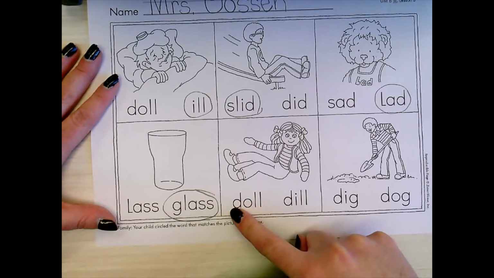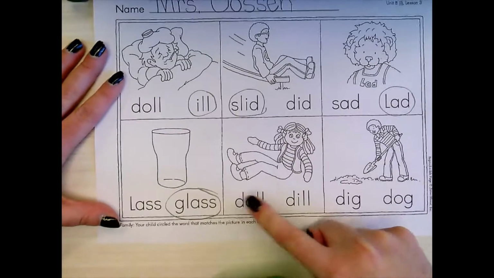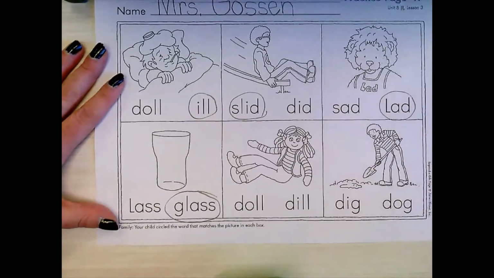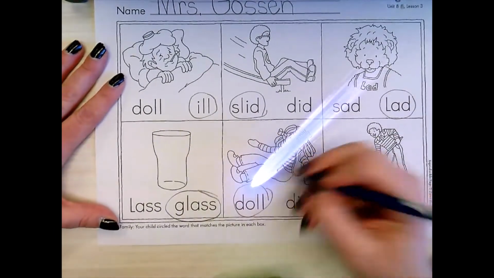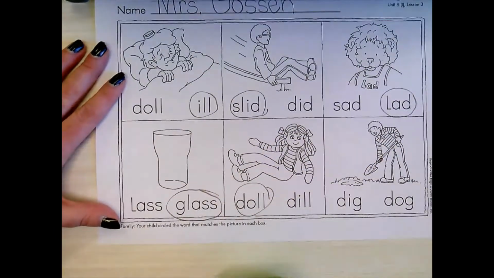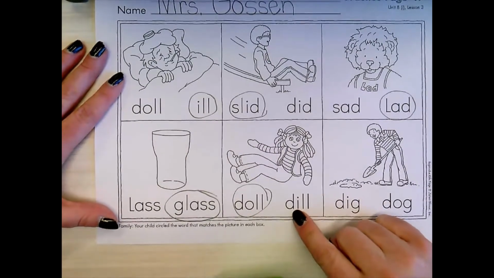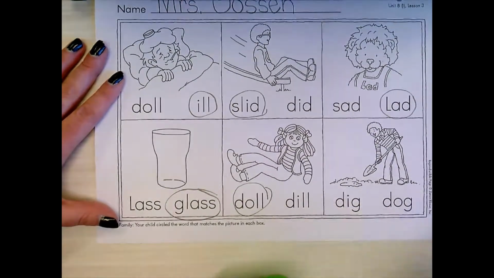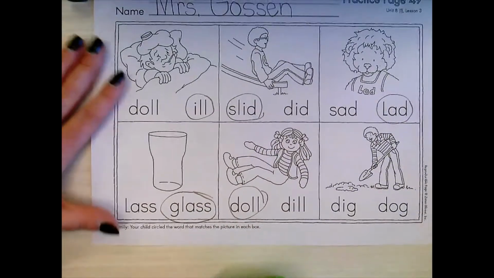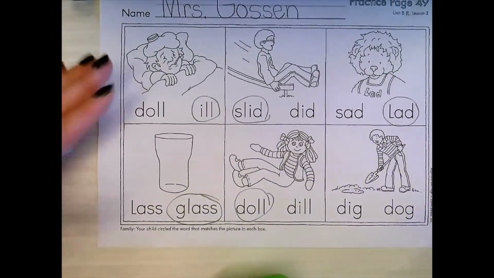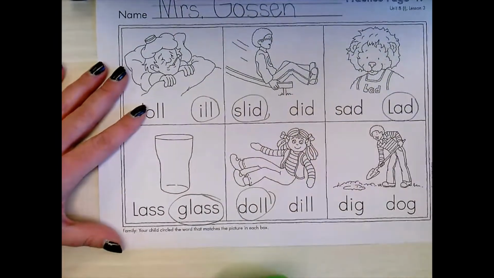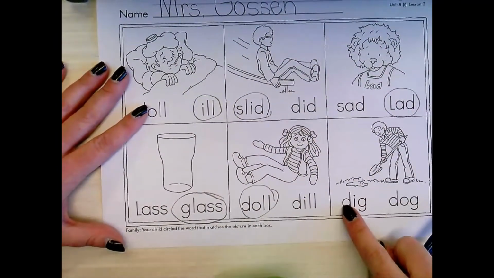Owl, doll, doll. Well, I think that's what we called that. I am going to circle doll, but I better check this other word just in case. Ill, dill, dill. Yep, that's not dill. Remember, dill is a plant that you can chop up and you can cook with. That is not a plant. That's a doll.